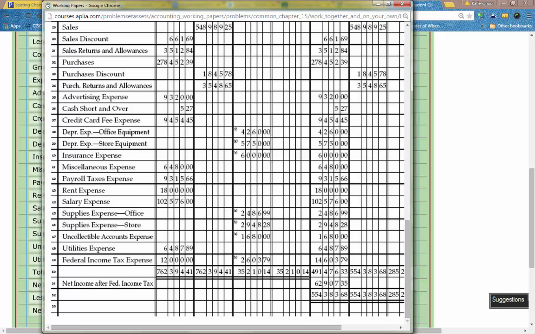Right here, Alexis, you very nicely asked where I got my federal income tax expense number. Right here, line 49, I took this number right here, because we did all of our expenses up to the $6,487.89. We have to figure out what our net income is before taxes, because that is what we use to calculate our tax percentage. So then we put our tax on afterwards. So we have our net income before taxes, and then we have our net income after taxes.